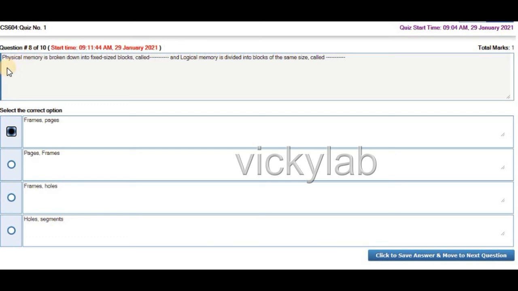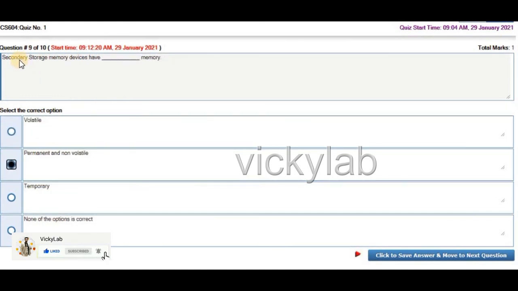Question number 8 is, physical memory is broken down into fixed size blocks called frames, and logical memory is divided into blocks of the same size called pages: frames and pages. Secondary storage memory devices have permanent and non-volatile memory.